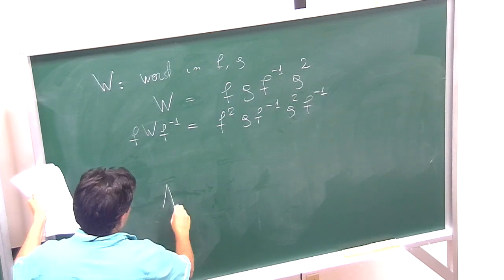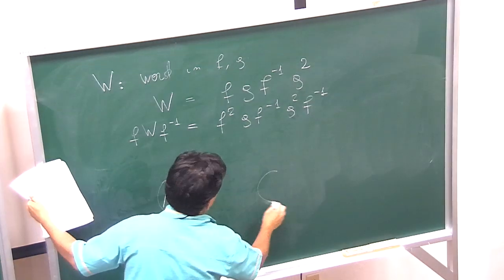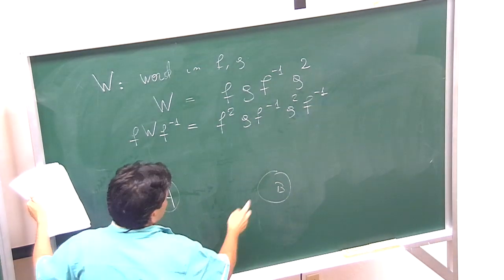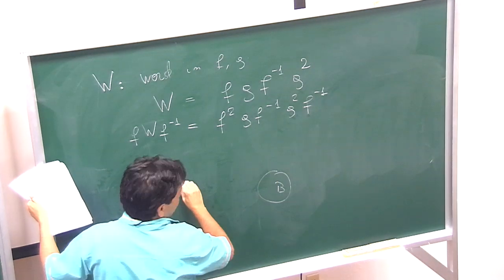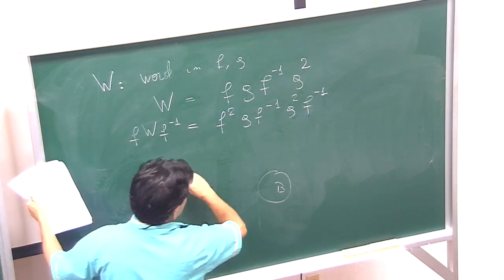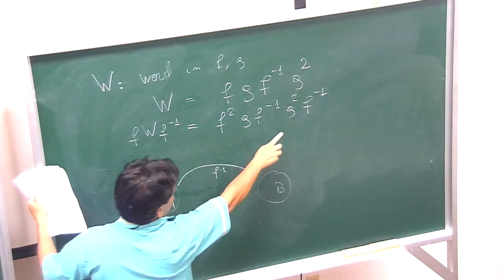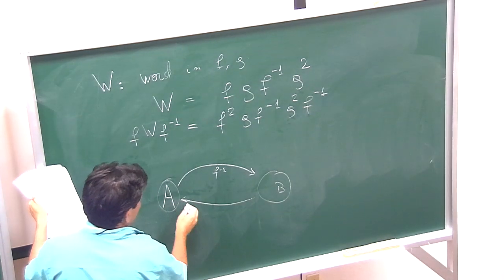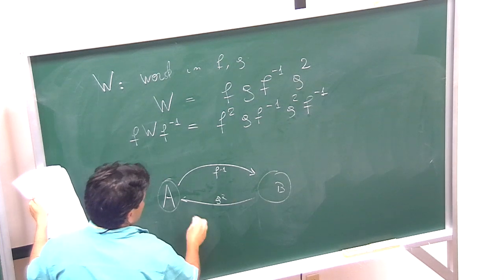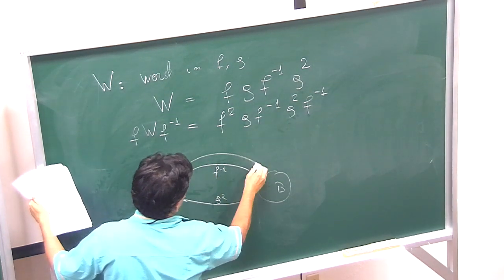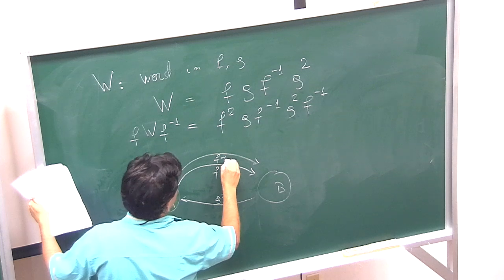So I start with A. And here I have B. And I have F minus 1. F minus 1 moves A into B. Yes? And then G to the square moves B into A. And then F minus 1 again moves A into B.